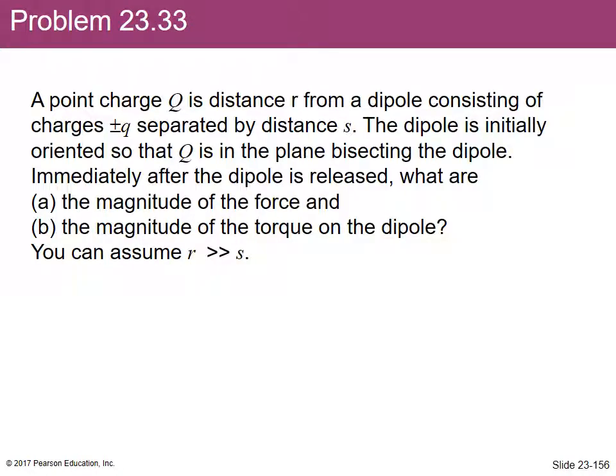A point charge Q is distance r from a dipole consisting of charges plus and minus q separated by distance s. The dipole is initially oriented so that Q is in the plane bisecting the dipole. Immediately after the dipole is released, what are the magnitude of the force and the magnitude of the torque on the dipole? You can assume r is much, much greater than s.